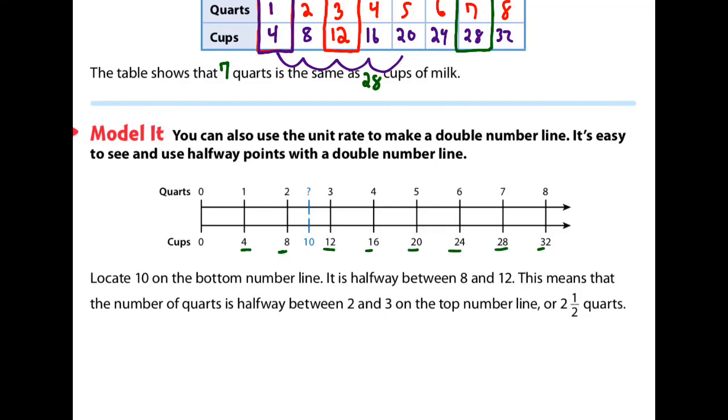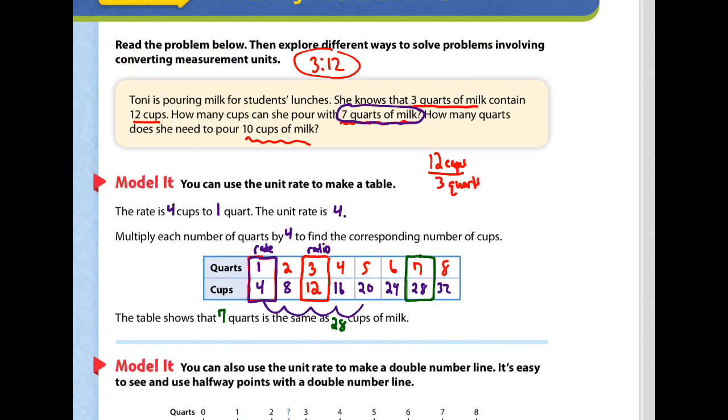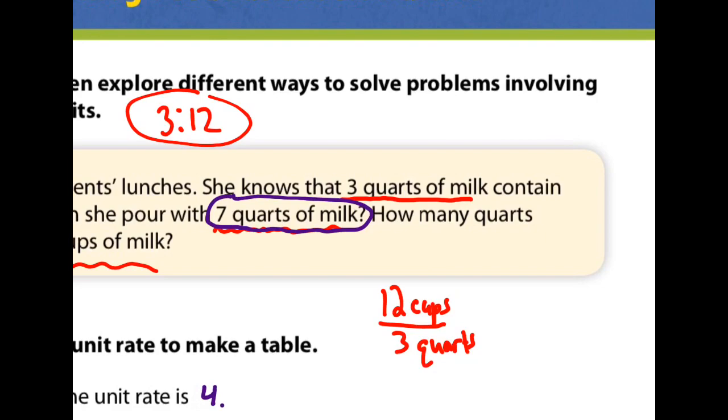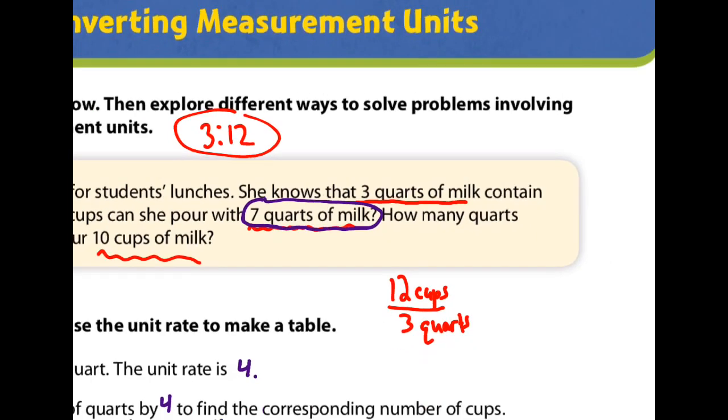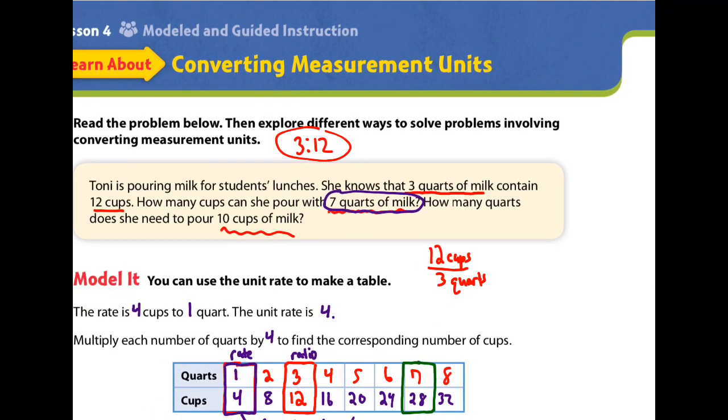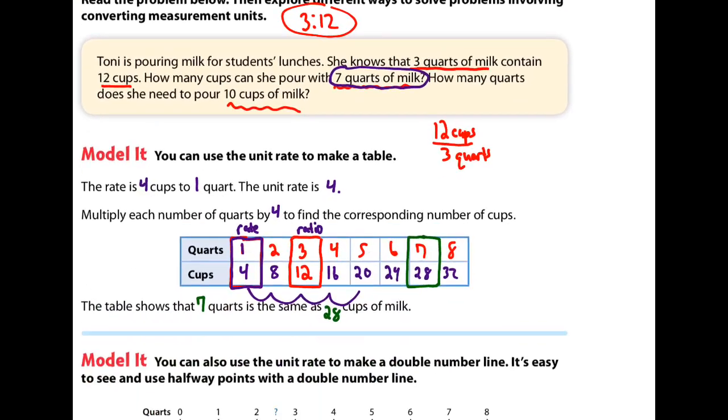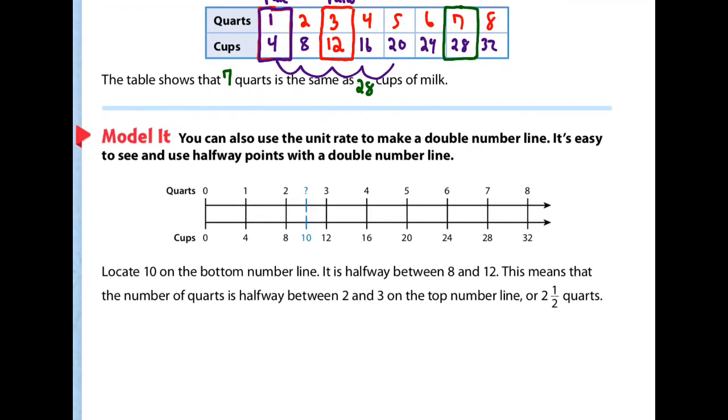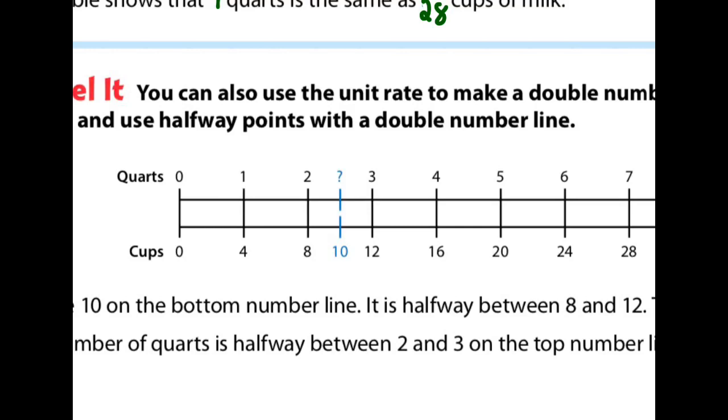It's just written in a number line instead of a table. So remember the other question we need to answer: how many quarts does she need to pour 10 cups of milk? So we're looking for 10 cups of milk. So here's what we know. Remember, cups are down here, right? So we're looking for 10.